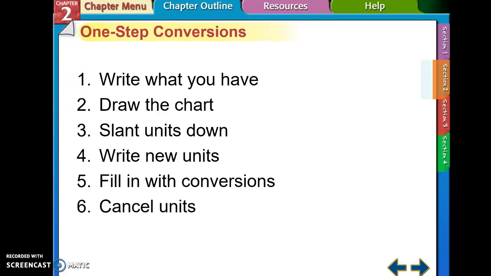So, when we're doing one-step conversions, I always follow these six steps. I write down what I'm given, I draw a chart, or I draw a T, and you'll see what I mean in just a second. Then I slant my units down, I write the new units, and then I fill in with conversions from my conversion factor chart. Then I cancel units and solve. So, we'll come back and we'll talk about these.